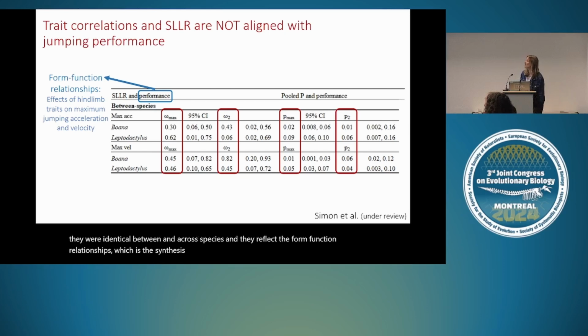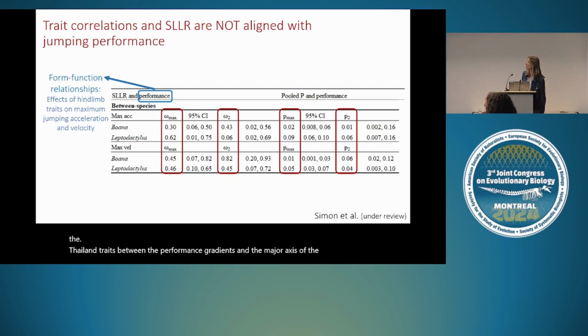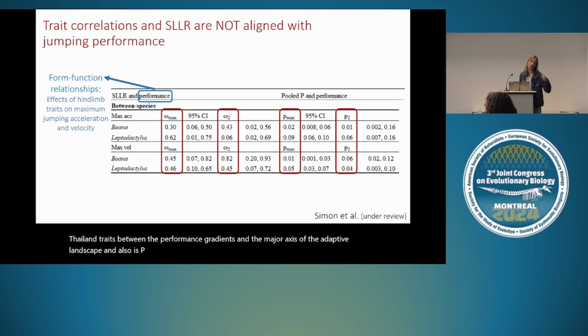So then I do vector correlations, and these are for the six hind limb traits, between the performance gradients and the major axes of the adaptive landscape, and also with Pmax, and they're totally unaligned. So the selection lines of least resistance and trait correlations do not reflect form-function relationships as I expected and wanted to test.